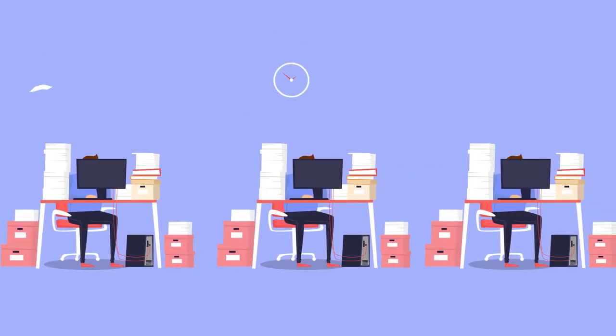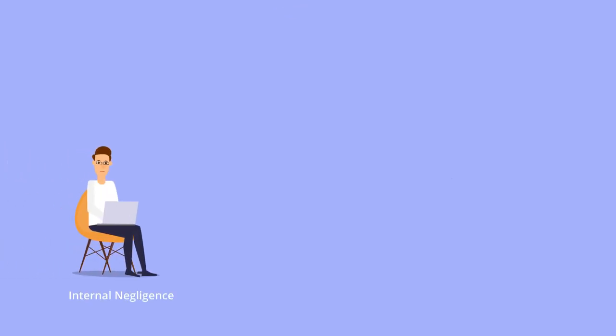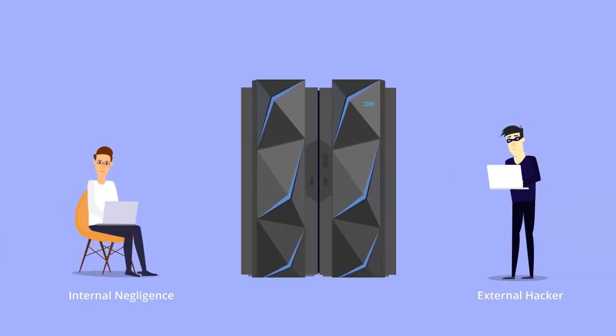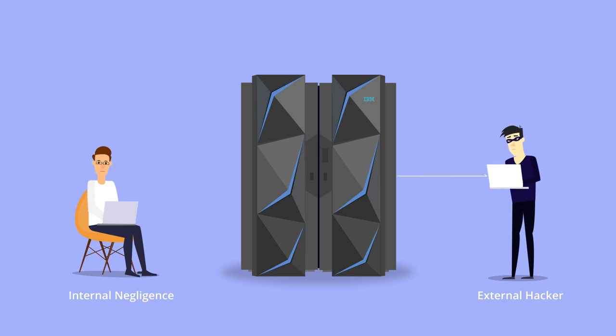A recent CISO survey listed lack of competent in-house staff as their number one worry over the next 12 months. Whether internal negligence or external hacker, having real-time visibility into the privileged user activity on your mainframe is the most critical component of your cybersecurity strategy.